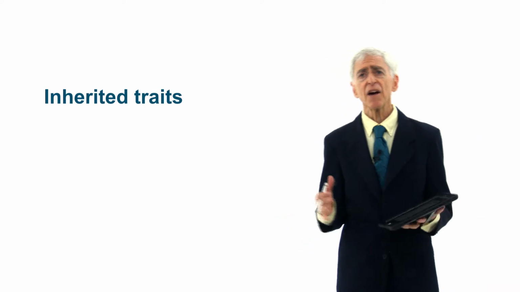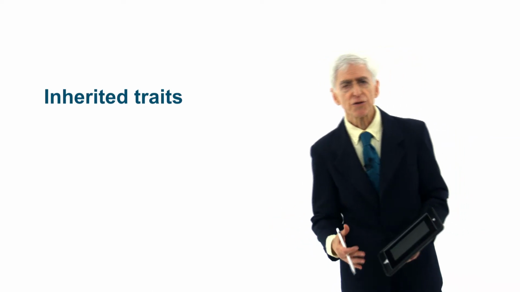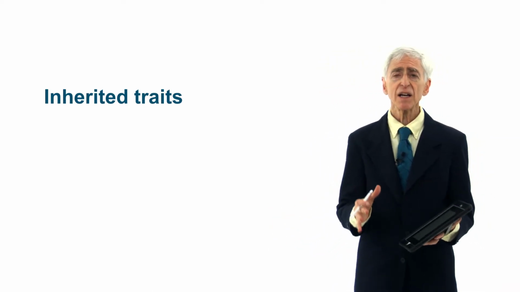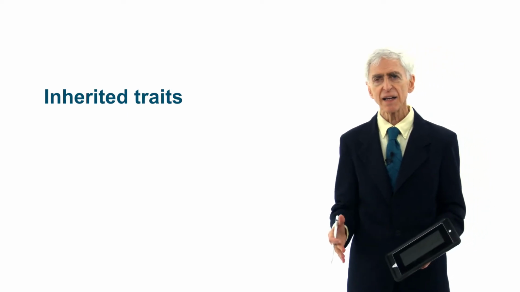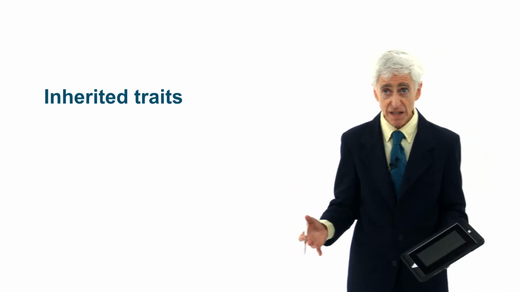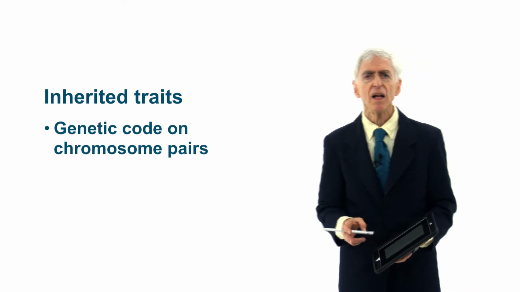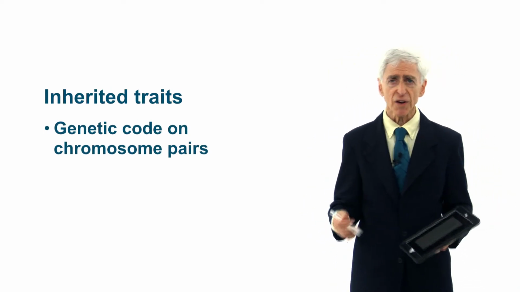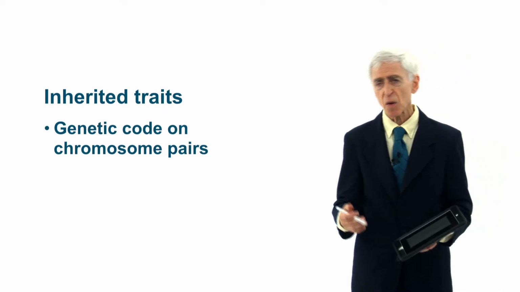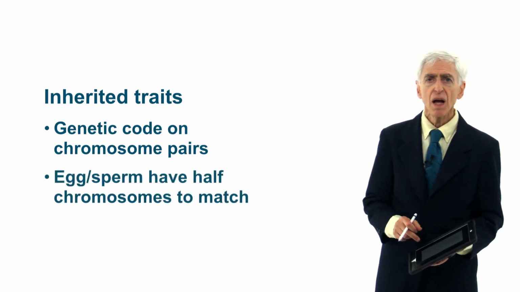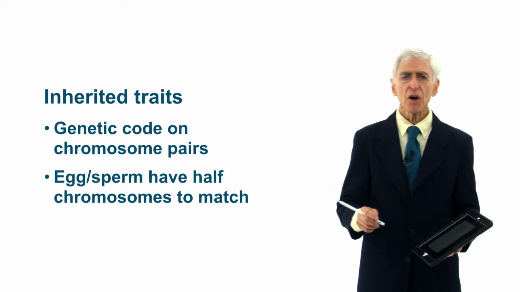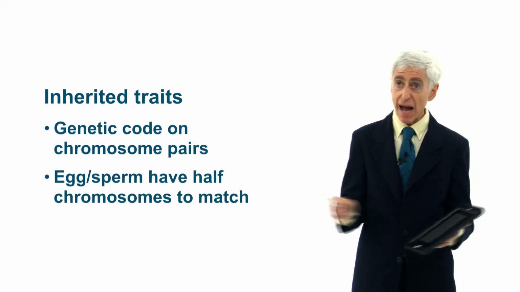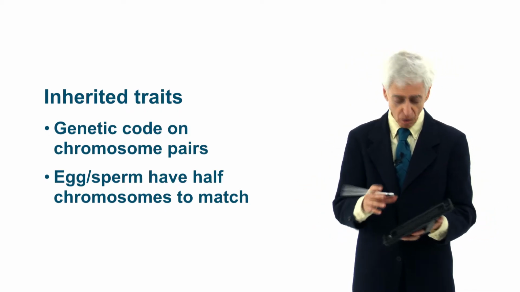We're talking about inherited traits. Traits that you do not have any control over. It's all been decided at conception, basically. You have to remember that the genetic code for each individual is on chromosome pairs. Now, egg and sperm have half chromosomes that match up to create a whole pair.